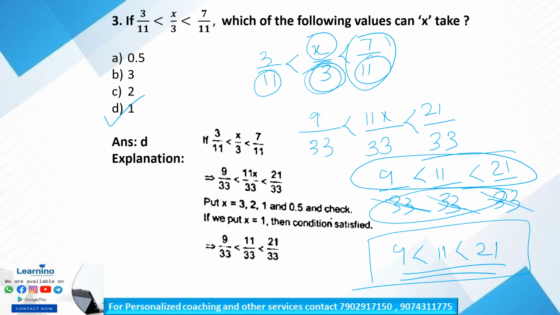Is it clear? For our convenience, we start with 1, 2, 3 and 0.5. We started with 1, so 1 itself is our correct answer. So our answer is option D, 1. Is it clear? So the value of x is 1, so that this fraction satisfies this particular rule, that is 3 by 11 less than x by 3 is less than 7 by 11. Is it clear? Okay. So next question, question number 4.